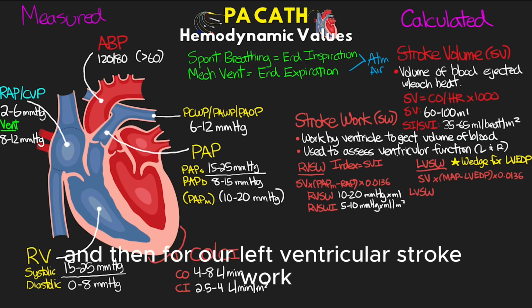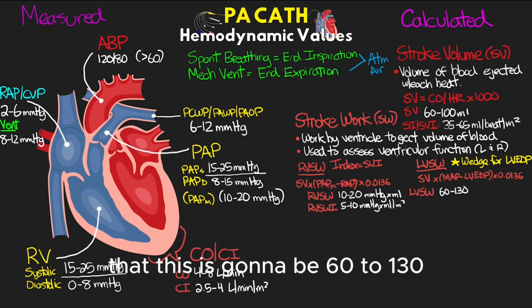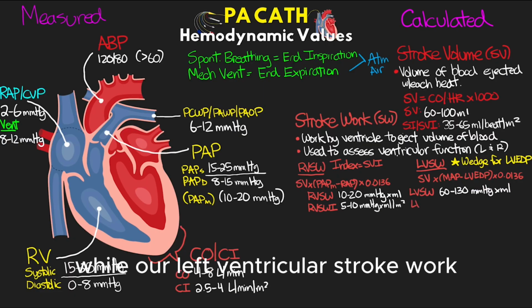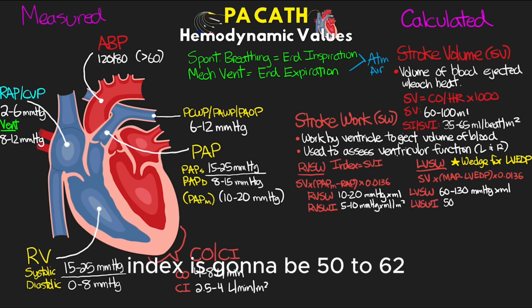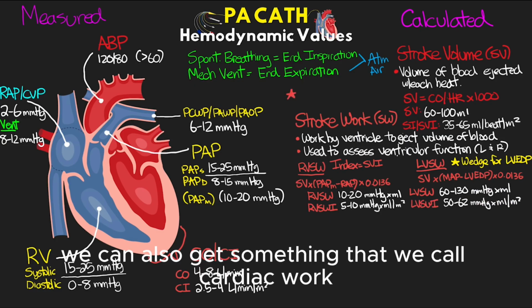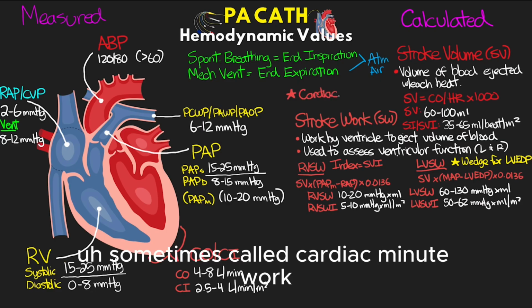And then for our left ventricle stroke work, this is going to be 60 to 130, while our left ventricle stroke work index is going to be 50 to 62. Now from here, we can also get something that we call cardiac work, sometimes called cardiac minute work.